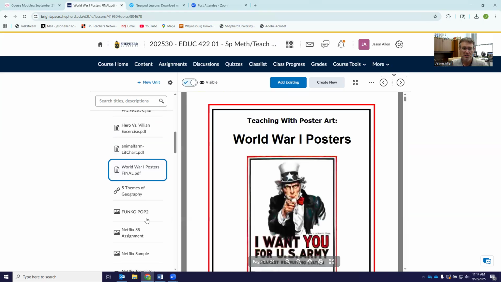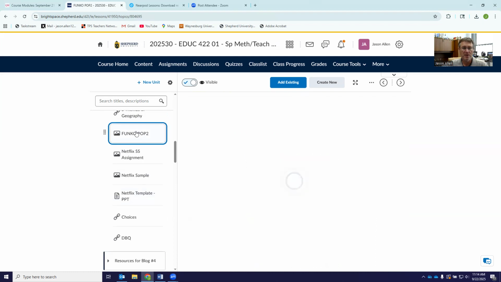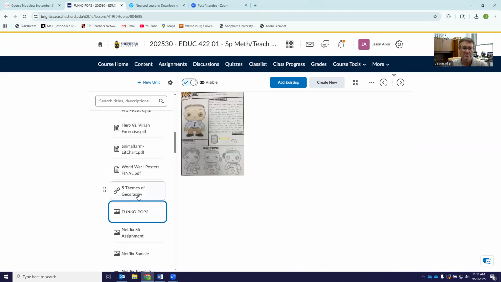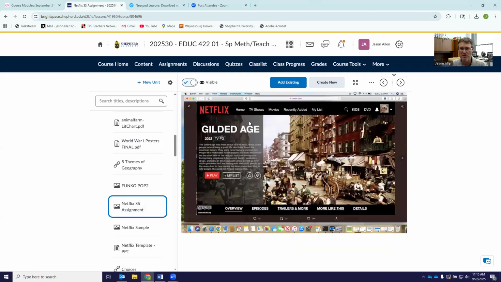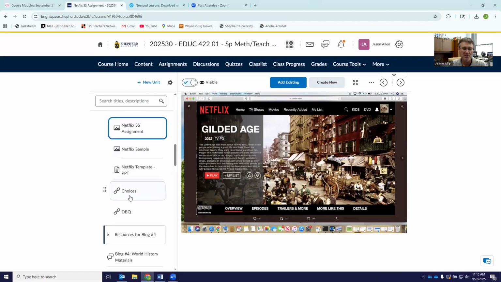World War One posters. Here's a Funko Pop exercise where you can create them. There's 5 themes of geography. There was even a Netflix one that I had. It's a little slow, but you can actually have students make a Netflix show. Check these out. There's all types of stuff.